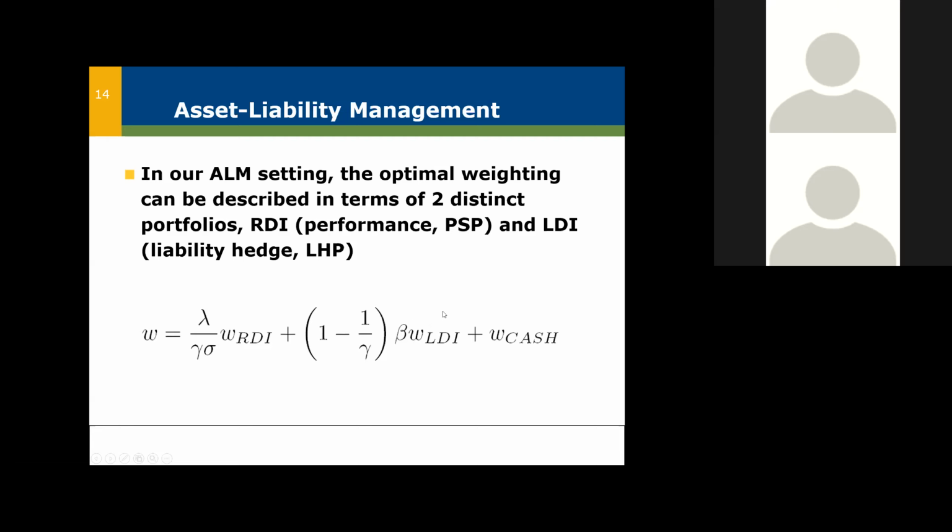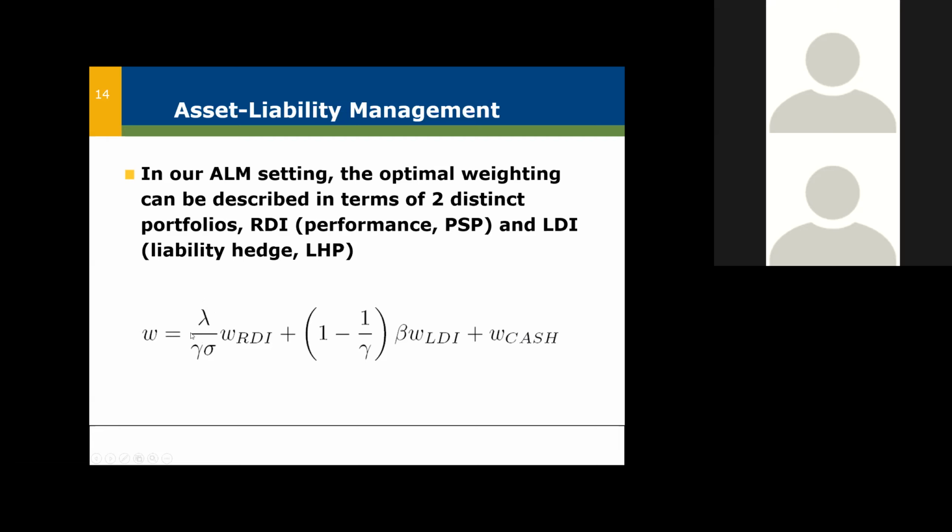This is the liability hedging portfolio. Instead of maximizing the Sharpe ratio, it's a portfolio that maximizes the correlation to the liabilities. Then there's cash here. Remember, this is kind of a three-fund separation concept, where this cash is the risk-free asset portfolio. And with this lambda, I'm using the same notation as EDHEC, where they derived these formulas. I'm just following their notation.